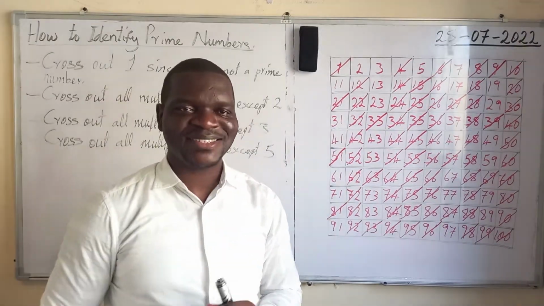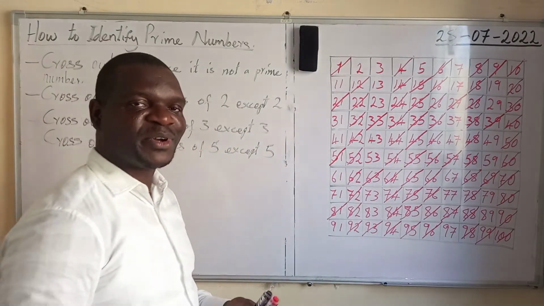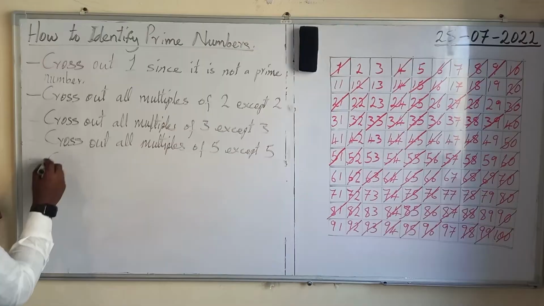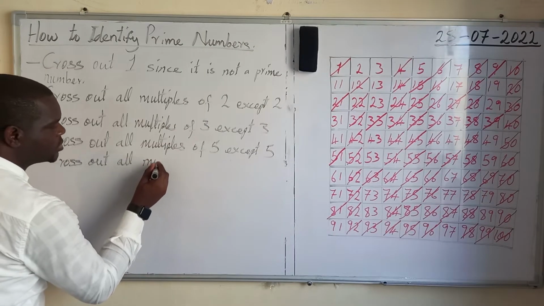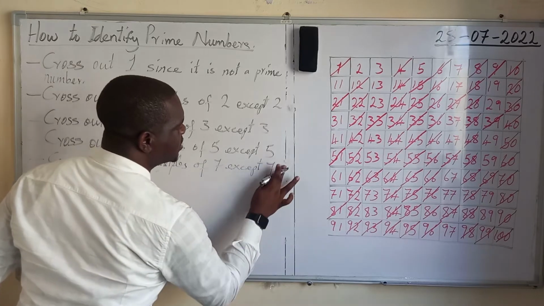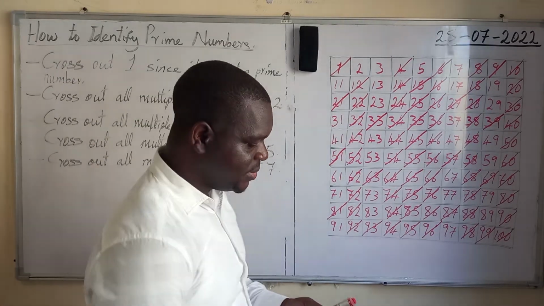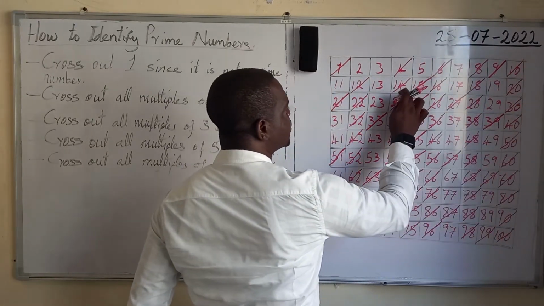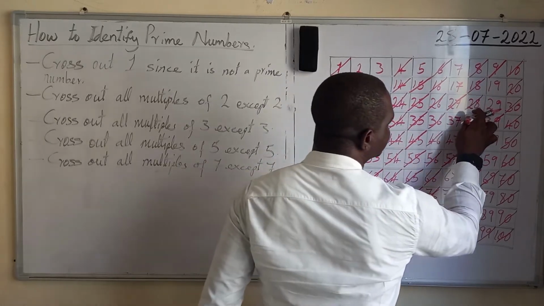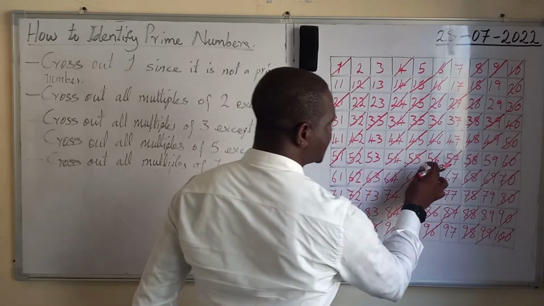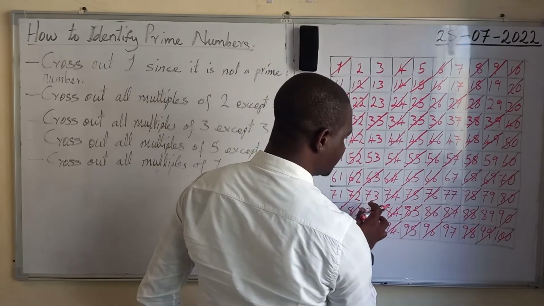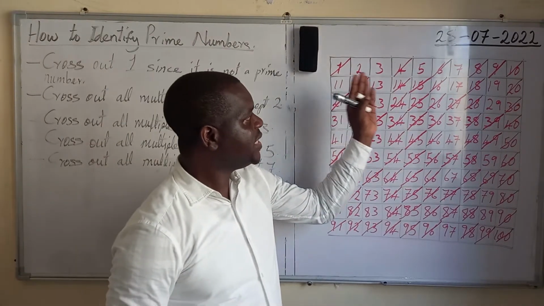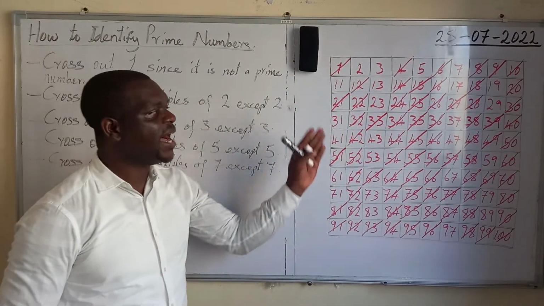Let's go to the last but not the least, which will enable us to come out with our list. Cross out all the multiples of 7 except 7. Let's go back to our table. We first of all identify 7. We don't touch it. We go to the next, which is 14. 14, 21, 28, 35, 42, 49, 56, 63, 70, 77, 84, 91, 98, already done. We finish up with the multiples of 7, leaving out 7.